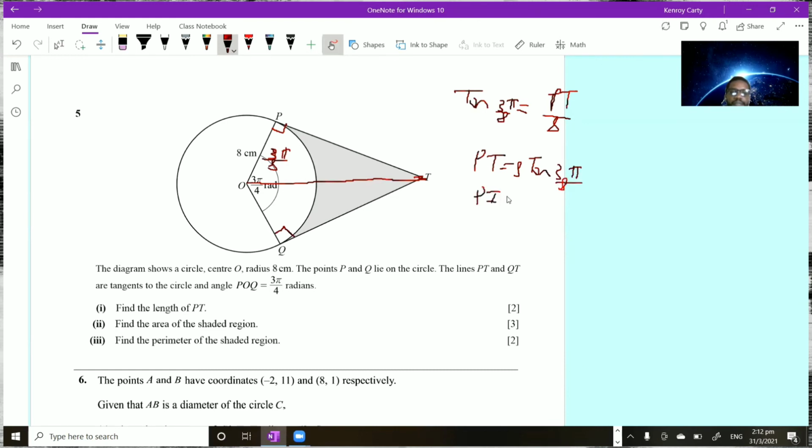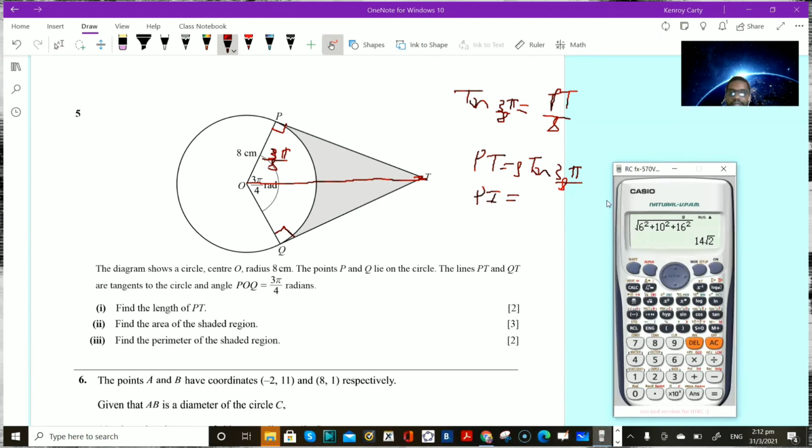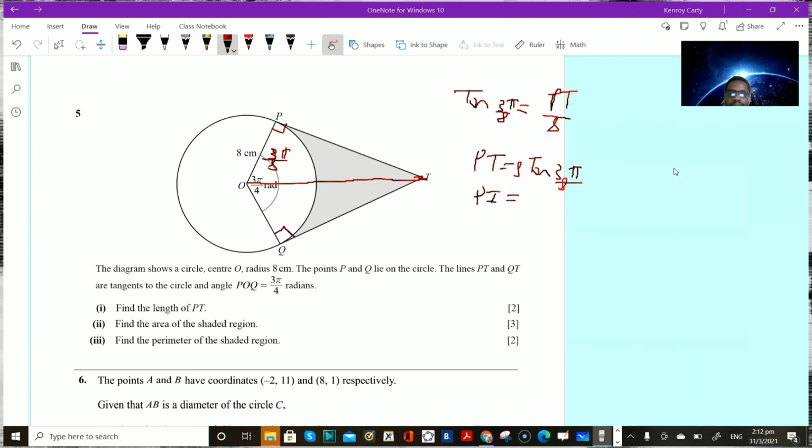PT equal, and of course, this is now calculator work. Let me pull up the calculator. So I'm going to have 8 tan, all right, 3 shift pi over 8, close the bracket here. That's 19.31. So PT is going to be 19.31 centimeters, all right? That's good. Find the area of the shaded region.